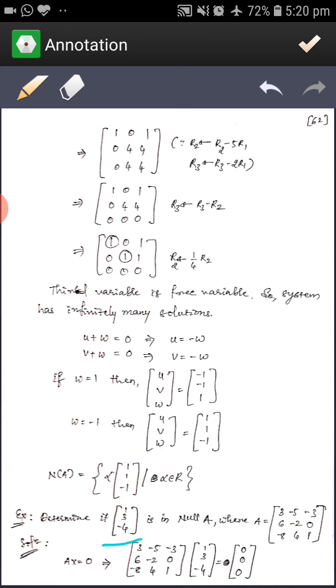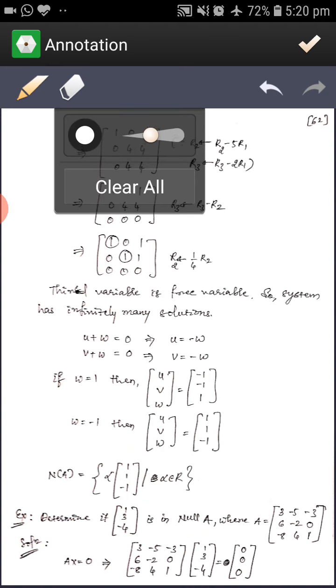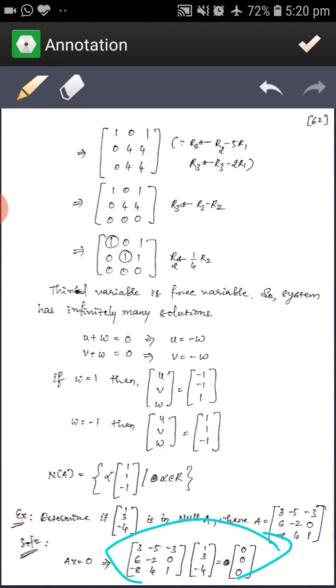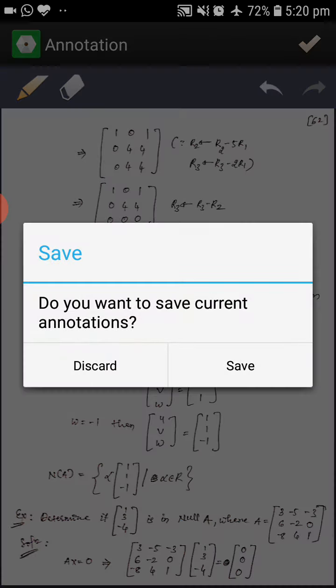If (1, 3, -4) is in null A, where A is equal to this matrix, we need to determine whether, if the value of x is (1, 3, -4), it will be in null A. What we need to do is check whether Ax equal to 0 holds. So this is A and this is x, can we get 0? That we need to verify.